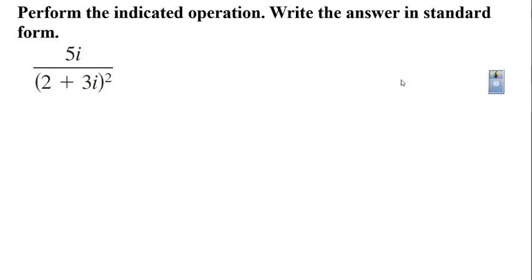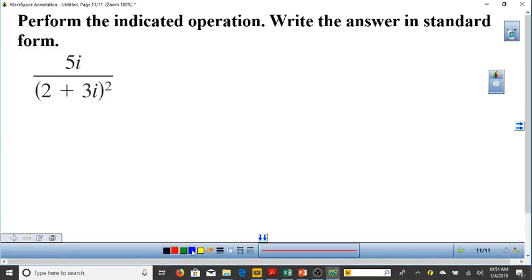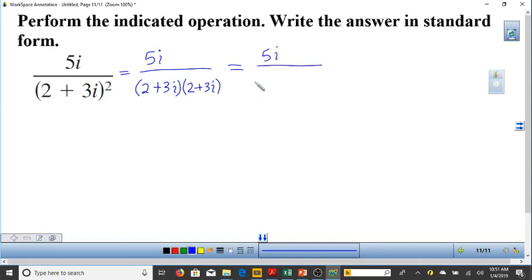This example looks a little bit more complicated, but it's actually relatively simple if you do it a step at a time. First step is work out the exponents. 5i divided by 2 plus 3i squared. You work out the 2 plus the 3i squared, which is multiplied by itself. In doing so, you end up with 5i over 2 times 2 is 4, 2 times 3i is 6i, 3i times 2 is another 6i, and 3i times 3i is positive 9i squared.